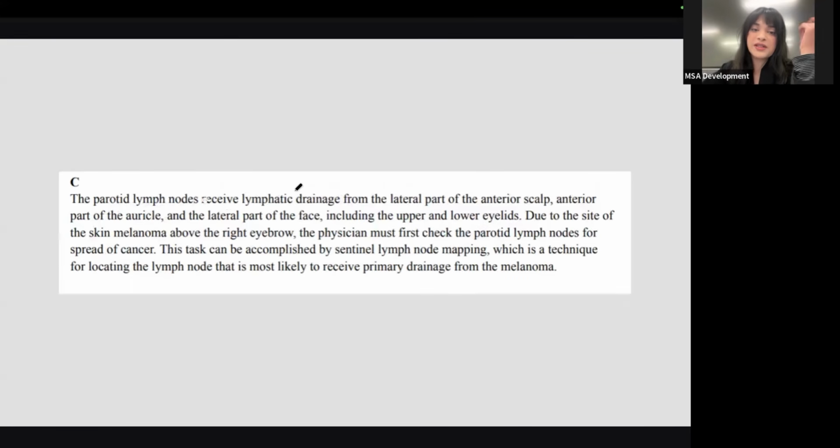Okay, so the parotid lymph nodes receive lymphatic drainage from the lateral part of the anterior scalp, anterior part of the auricle, lateral part of the face, including the upper and lower eyelids. Due to the skin melanoma of the right eyebrow, the physician must check the parotid lymph nodes for spread of cancer. Okay, so just remember these: anterior scalp, anterior part of the auricle, lateral part of the face, upper and lower eyelids.